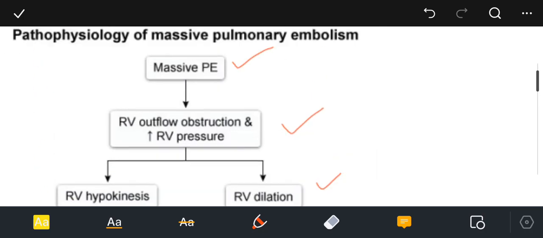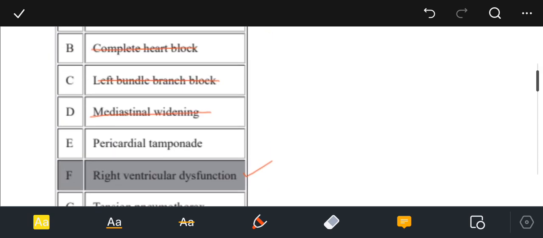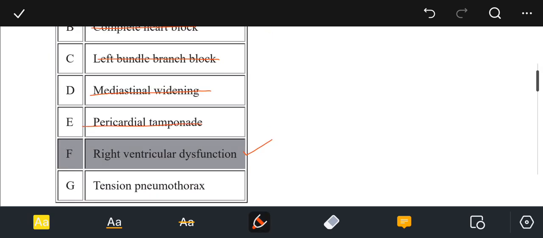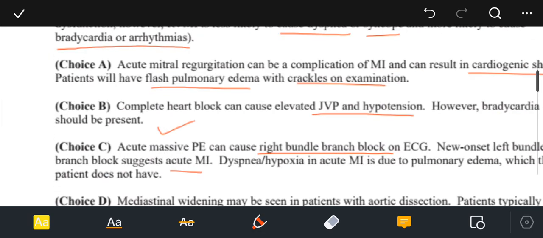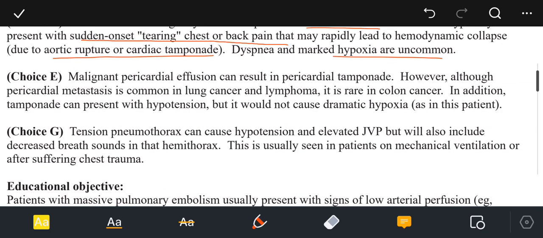Choice E, pericardial tamponade, is not the option of choice because malignant pericardial effusion can result in pericardial tamponade. However, although pericardial metastasis is common in lung cancer and lymphoma, it is rare in colon cancer. In addition, tamponade can present with hypotension, but it would not cause dramatic hypoxia as in this patient.